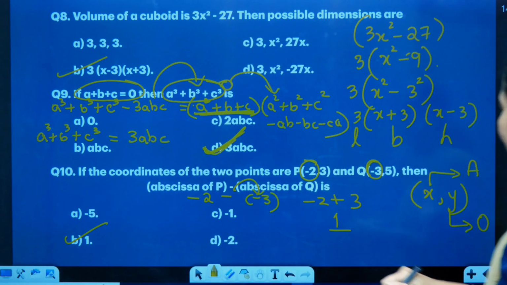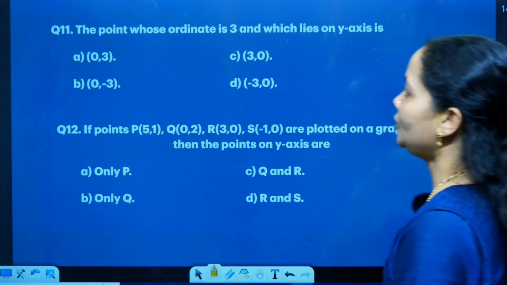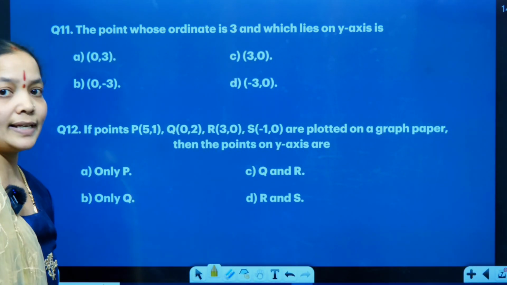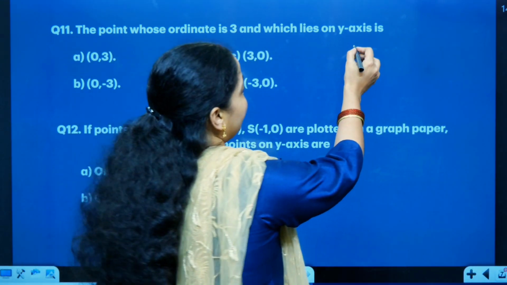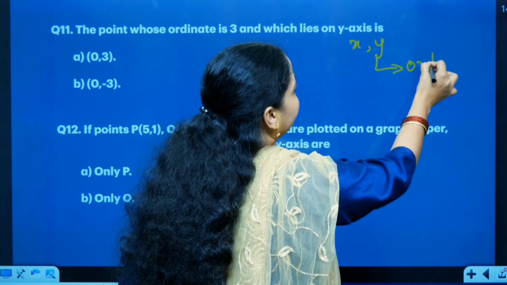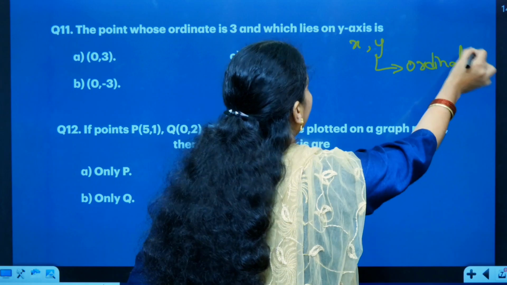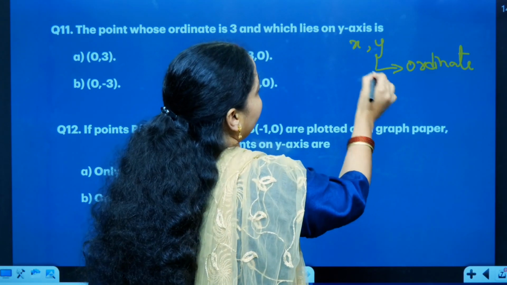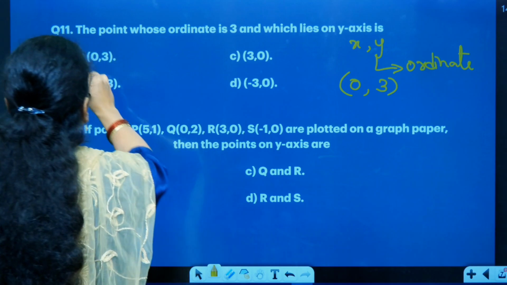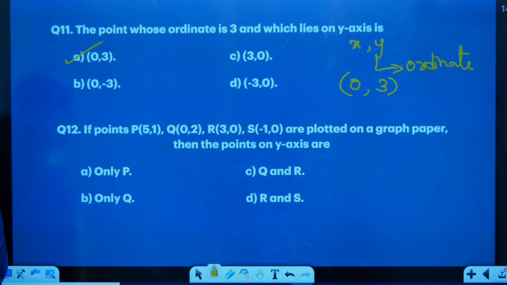Moving ahead. The 11th one: the point whose ordinate is 3 and which lies on the y-axis. I told you in the previous question, if I have x, y, this will be called my ordinate. Now they are telling the ordinate is 3, which lies on the y-axis. That means my x coordinate will be 0. So I have option A, 0, 3.